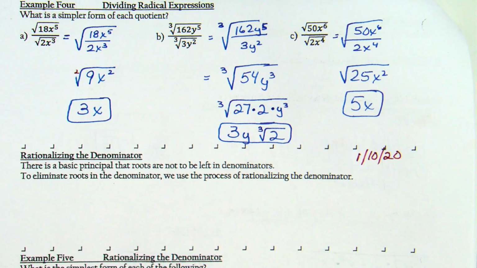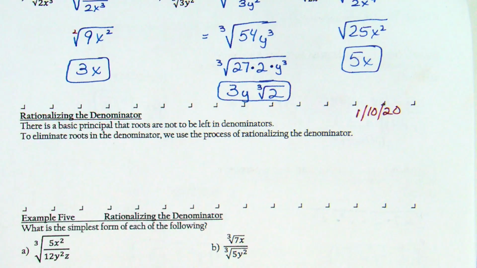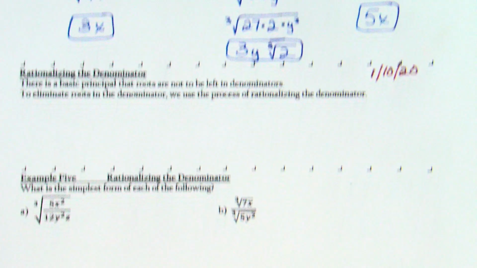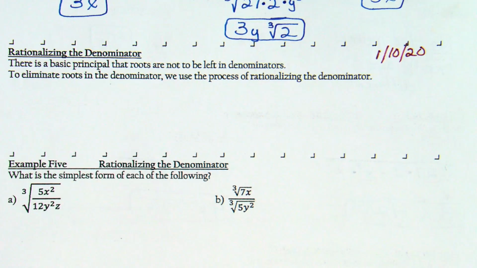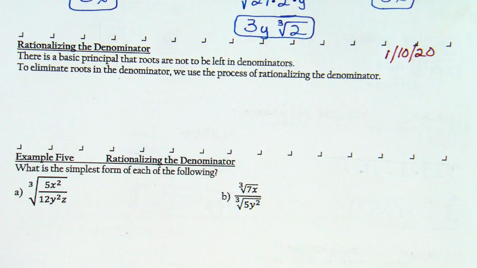Okay? Now, the ones we're going to look at down here, they don't simplify. They might simplify some, but they're not going to simplify out of a fraction form. And so we have to talk about the idea of rationalizing. There's a basic principle that roots are not to be left in denominators. So we always talk about square roots not being left in the denominators. To eliminate the roots in the denominator, we use the process of rationalizing the denominator.